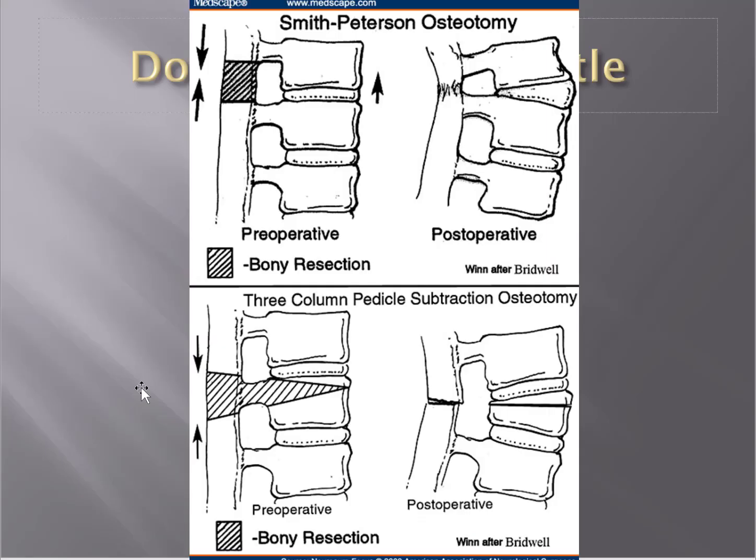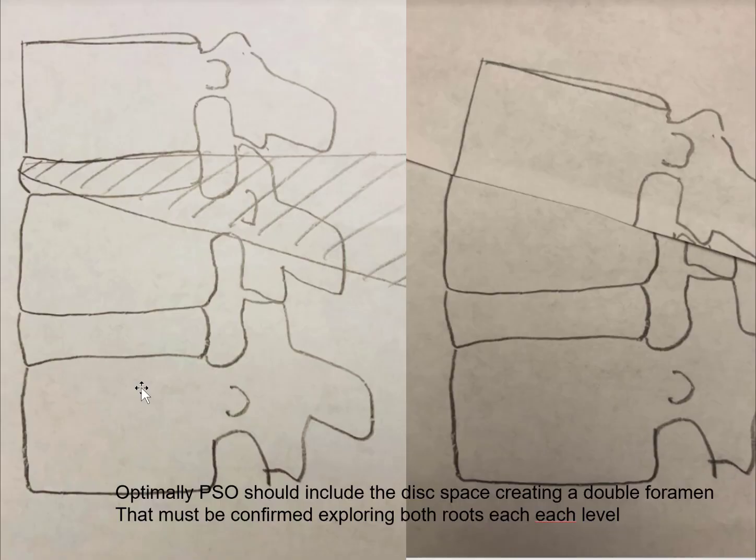This just shows you the Smith-Peterson osteotomy, which relies on basically distraction of the very anterior portion of the column of the spine. Now, I have some experience with these matters, and I prefer to go through the disc space because I think you get more correction going through the disc space. The other and very important issue with these pedicle subtraction osteotomies is you have to be 100% sure that you have basically a double frame and you have 2 nerve roots in this very large frame that you have created, and you have to be sure that those nerve roots are open and you have to explore them.